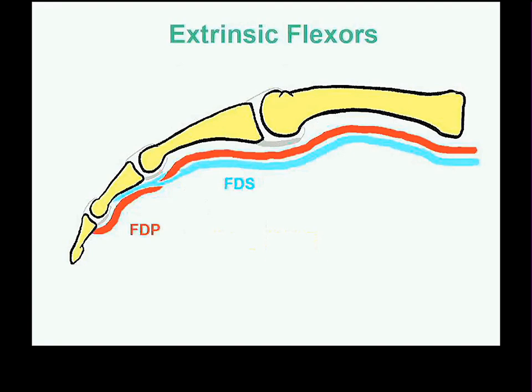Now here are the two extrinsic flexor tendons. Flexor digitorum profundus in red, flexor digitorum superficialis in blue. The flexor digitorum profundus inserts right on the base of the distal phalanx. The flexor digitorum superficialis splits around it and inserts into the shaft of the middle phalanx. You'll see that in dissection today. It's pretty unusual and pretty clever the way that this tendon splits to allow the profundus to get further distally than the actual flexor digitorum superficialis goes.